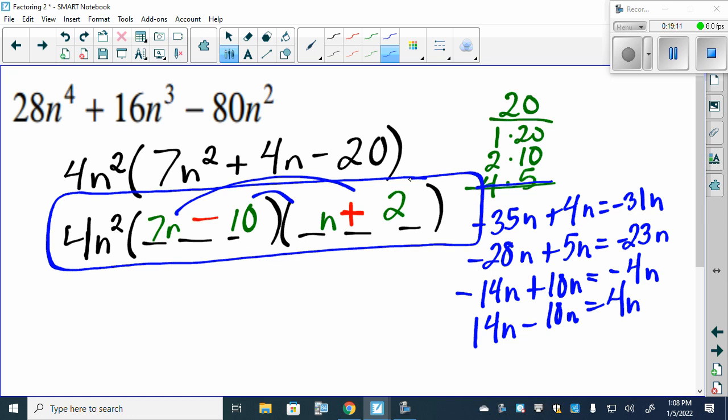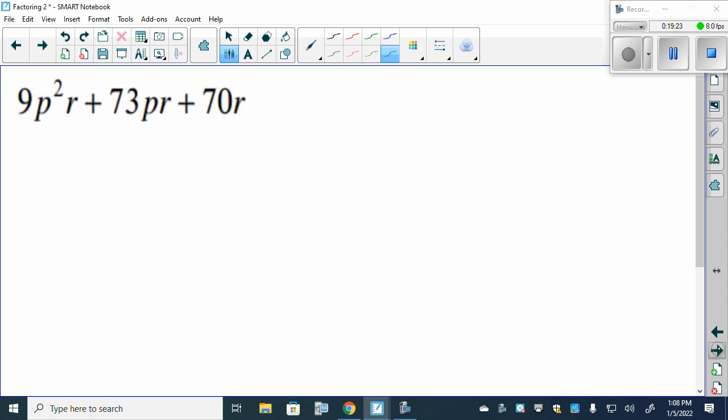And we do need the greatest common factor included in our answer. Any other questions on any of this here? All right. Let's look at this one here. I think the other classes asked for this one, and we'll finish up on this problem here.